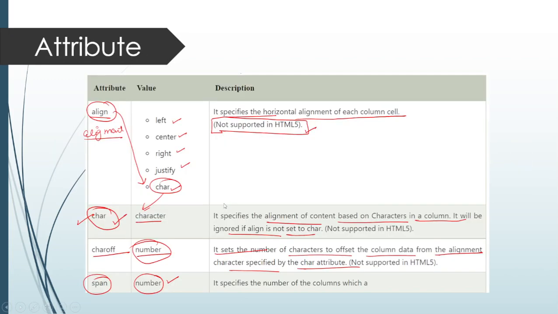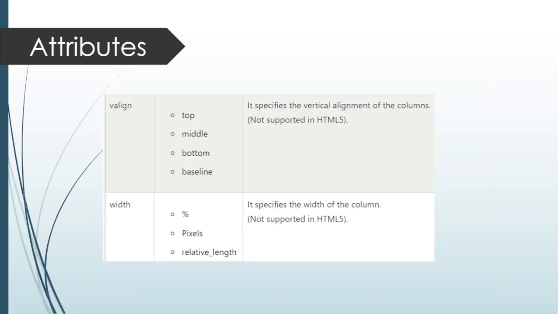And what does it say? It says that it specifies the number of columns which we want to merge. Next attribute we have is valign. Valign means vertical alignment. Okay, valign. So we have four properties along with this particular attribute, that is top, middle, bottom or baseline.